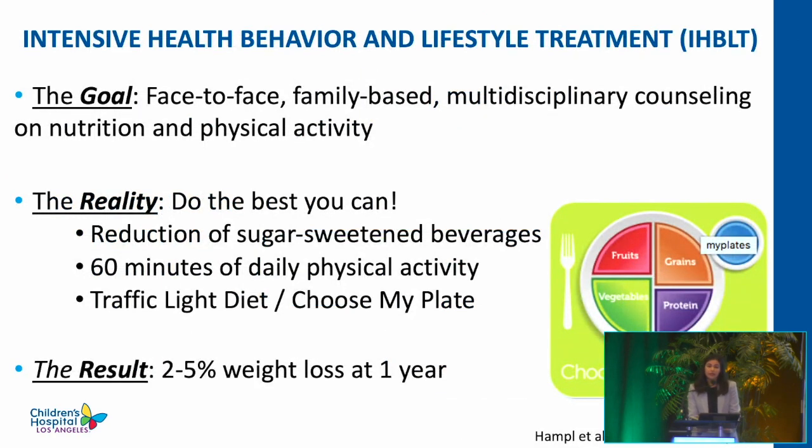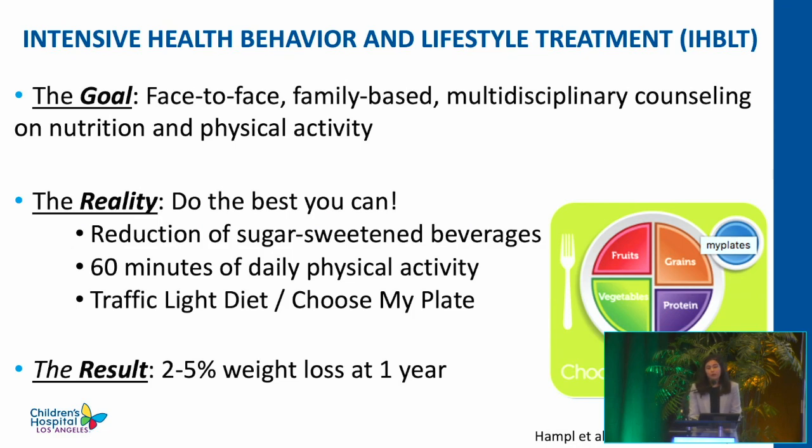The first being intensive health, behavior, and lifestyle treatment, which is meant to be face-to-face, family-based, multidisciplinary counseling on nutrition and physical activity. And ideally, this should take place over several months with 75 contact hours. But we all know that we live busy lives, and this is not possible for most of us. So the AAP recognizes that and says just do the best you can. Reduce your sugar-sweetened beverages, engage in physical activity, and eat a balanced diet.